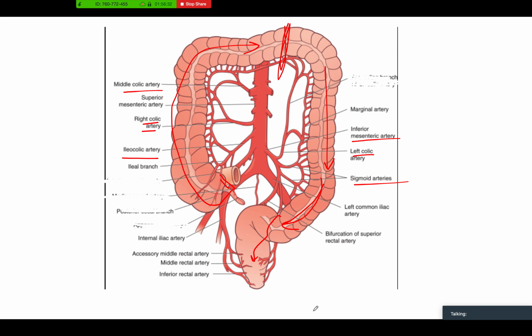Okay. There are also, obviously, branches of the superior mesenteric artery which supply our small bowel. So from our duodenum to the jejunum to the ileum, all of the blood supply for the small bowel is going to come from the superior mesenteric artery. Okay, and so that's not shown on this particular image, but just something to know and to keep in mind.